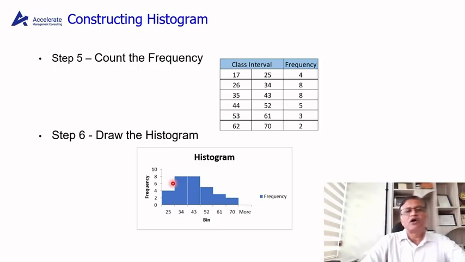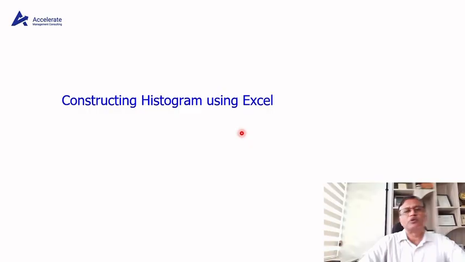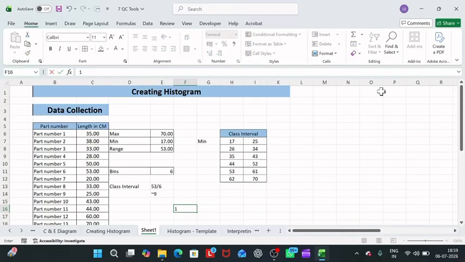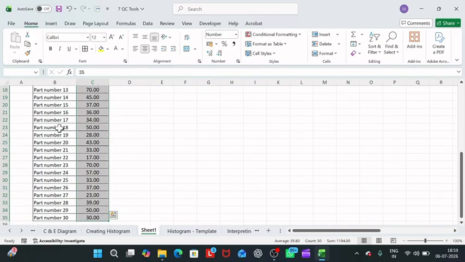Now let's look at how to create a histogram using Excel. As a first step, we have put all our data in Excel, in column B and column C: part number and length of parts in centimeters. So we have almost 30 data points here.